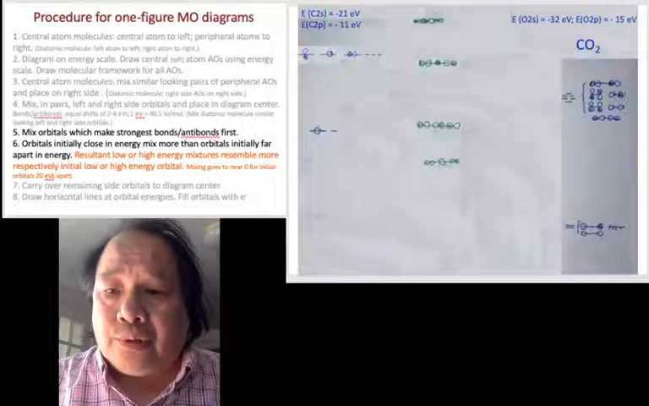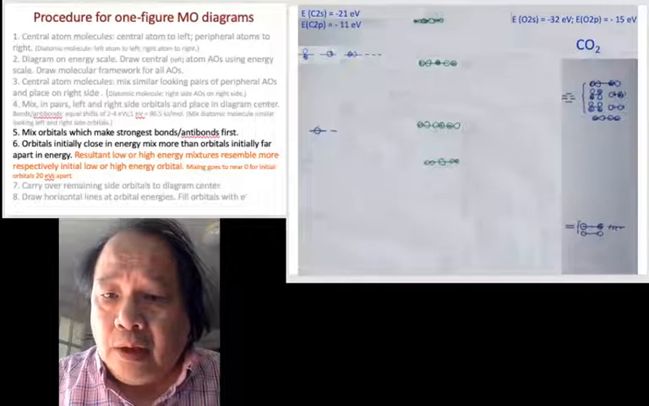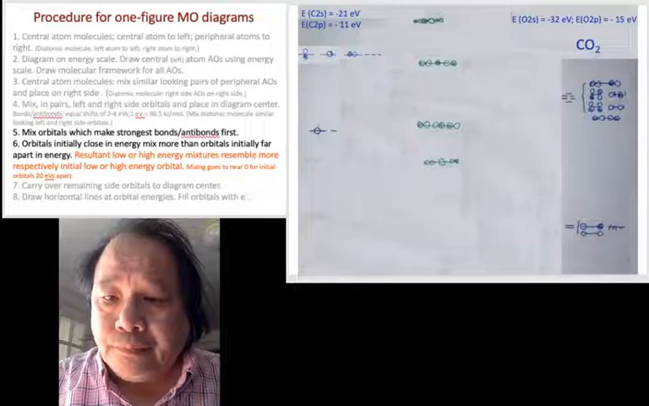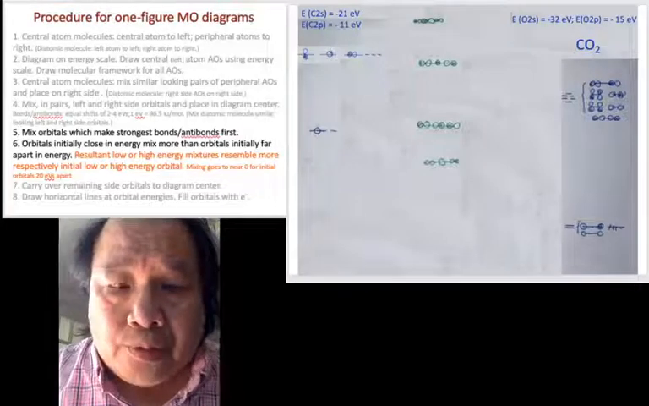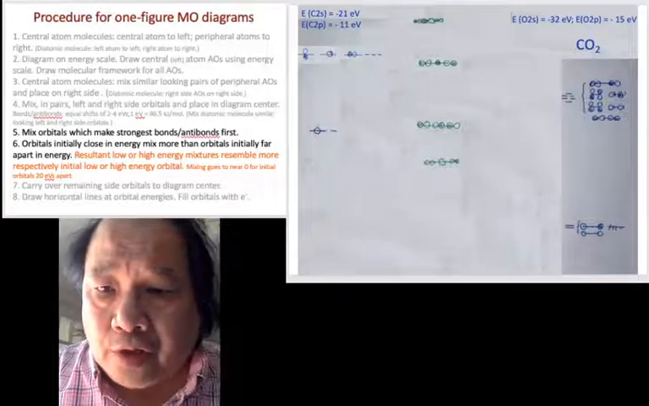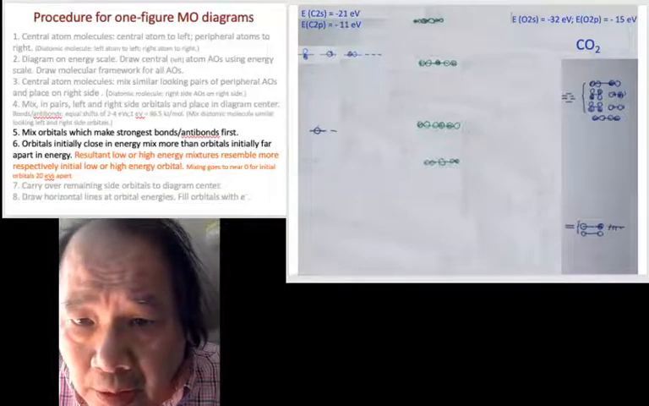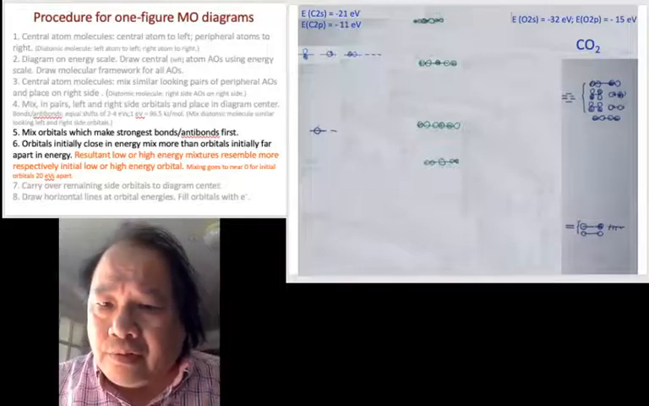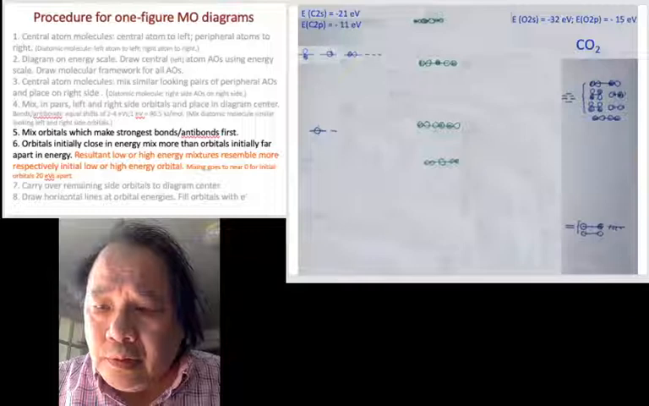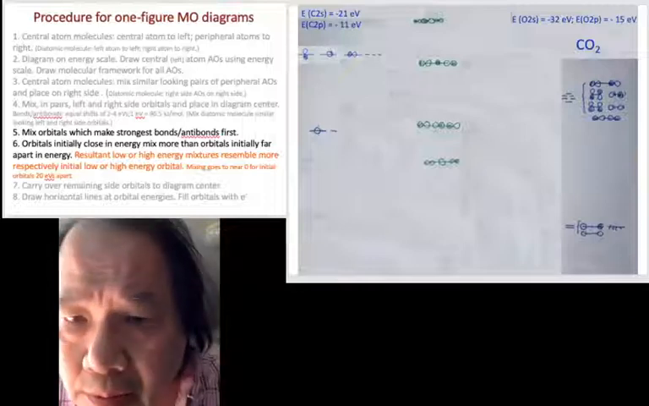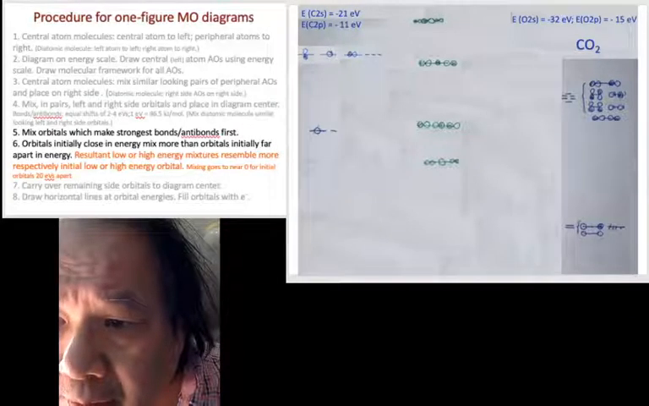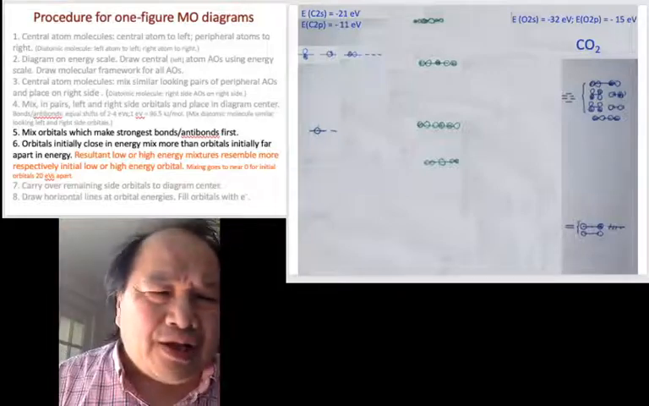Okay, what else do we have? We've used up all the carbon orbitals. There were 4 carbon orbitals. Have we used up? No, we haven't. Where did I get that from?